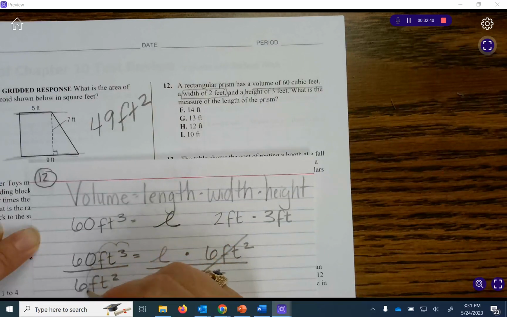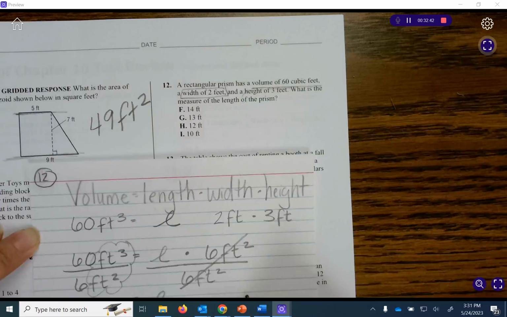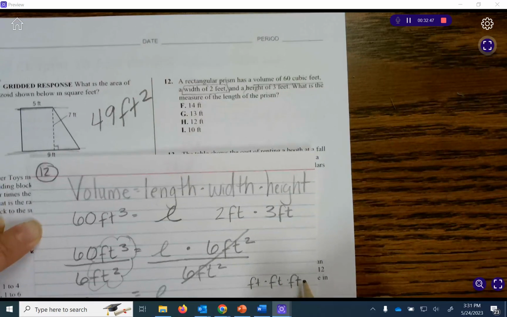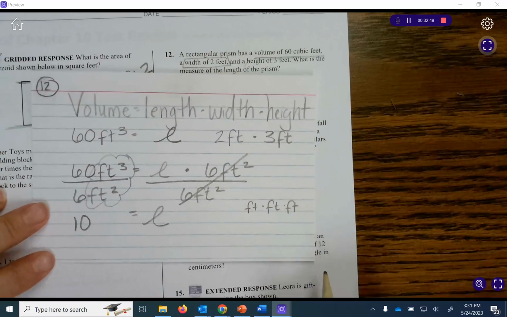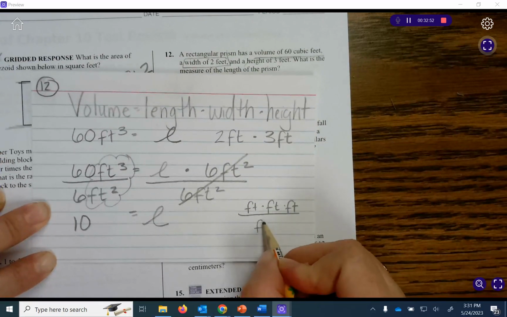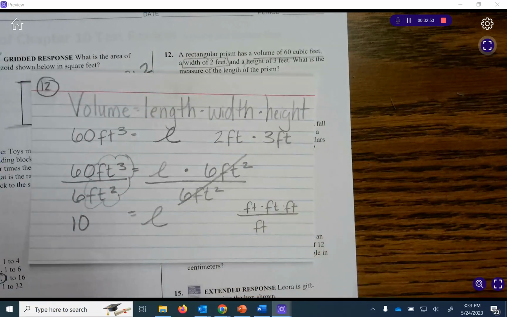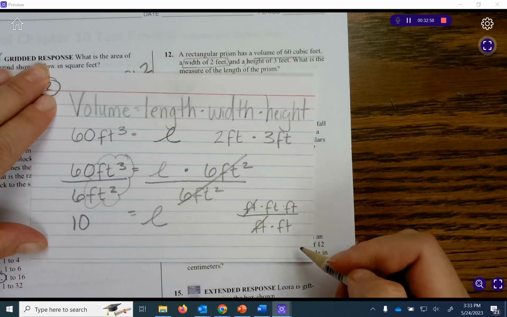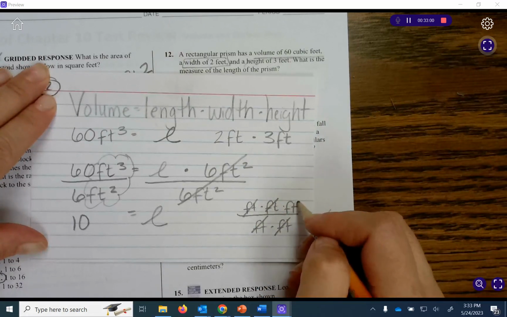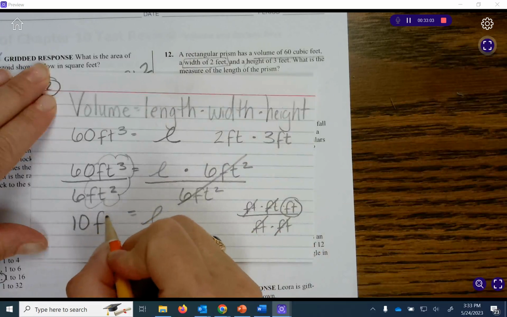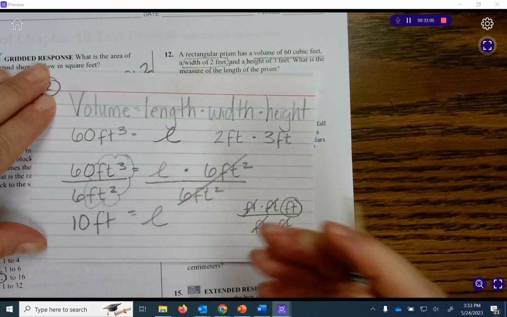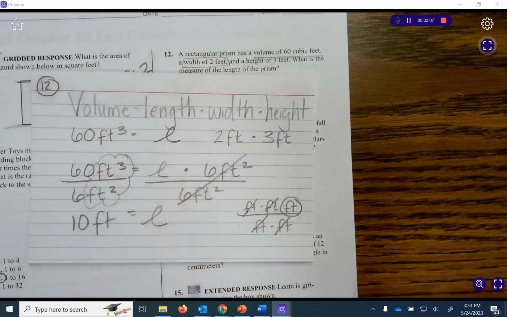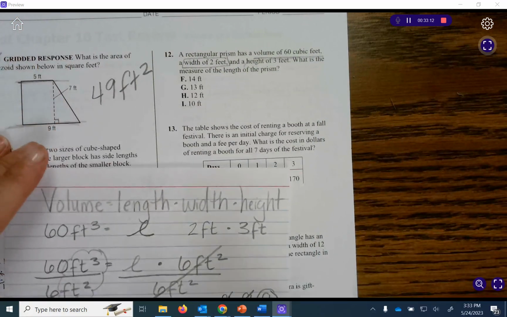Now I want to focus on this part. This is actually feet times feet times feet over feet times feet. So feet over feet cancels each other out, and feet over feet cancel each other out. So this just leaves feet. So you have 10 feet equals the length, which makes sense because how long something is is just one dimension. So the answer is 10 feet.